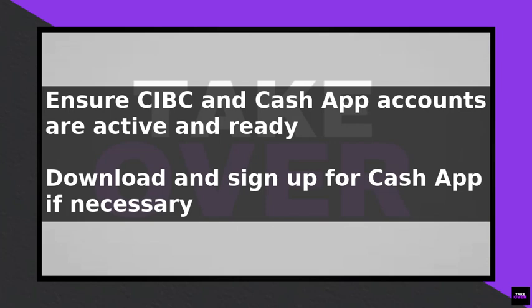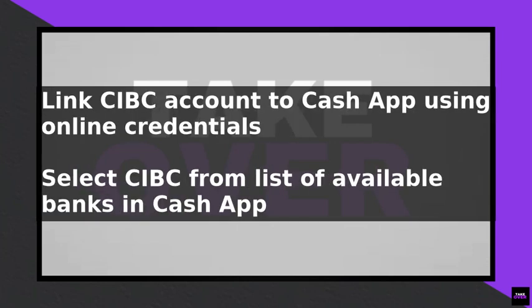Next, link your CIBC account to your Cash App account. To do this, open the Cash App and tap on the Banking tab at the bottom of the screen. Then, tap on Link Bank and select CIBC from the list of available banks. Enter your CIBC online banking credentials to link your account.